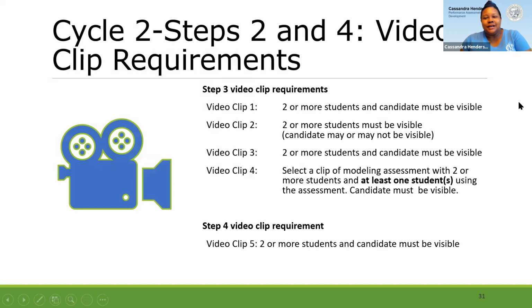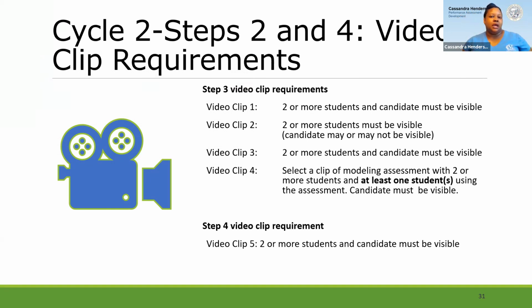Okay, so for cycle 2 video clip requirements, you have 4 video clips in step 3. You've got video clip 1, where it's 2 or more students and the candidate must be visible. Again, visible is not a full-on frontal face shot.